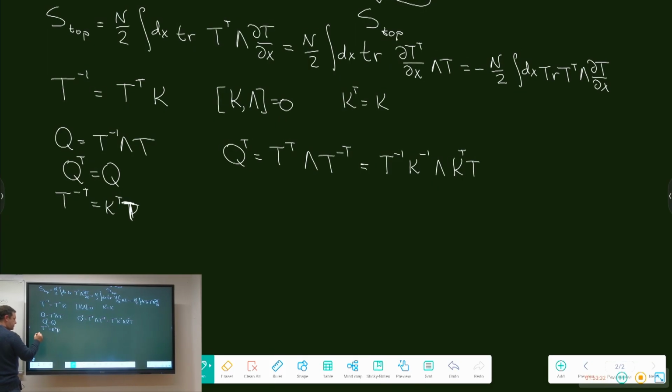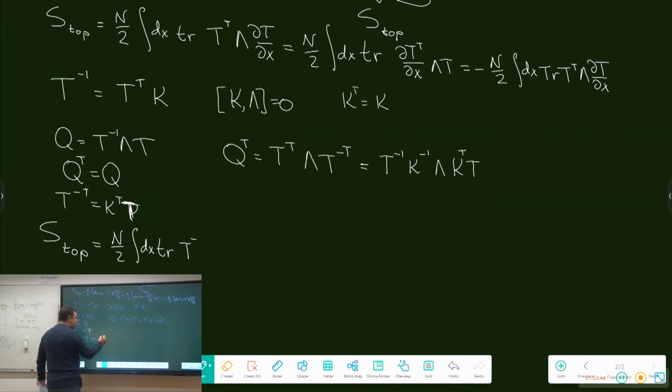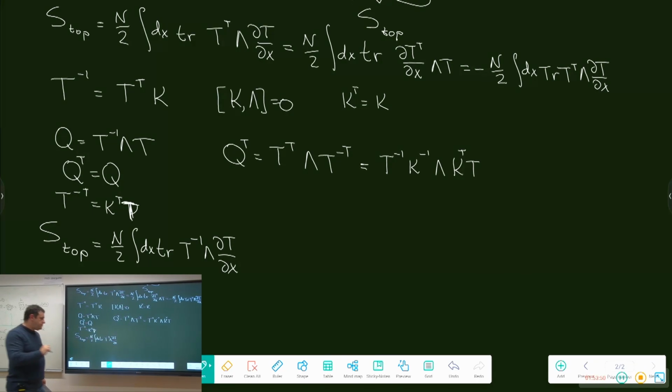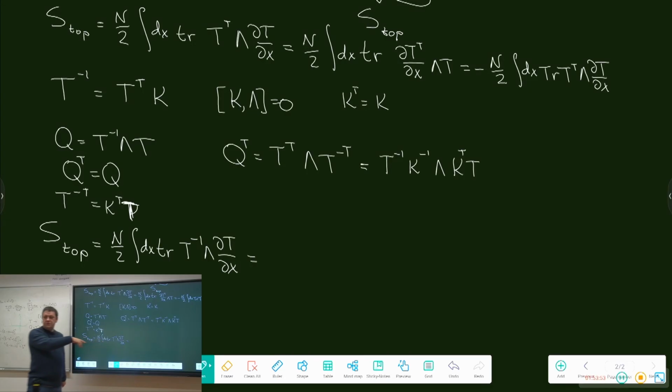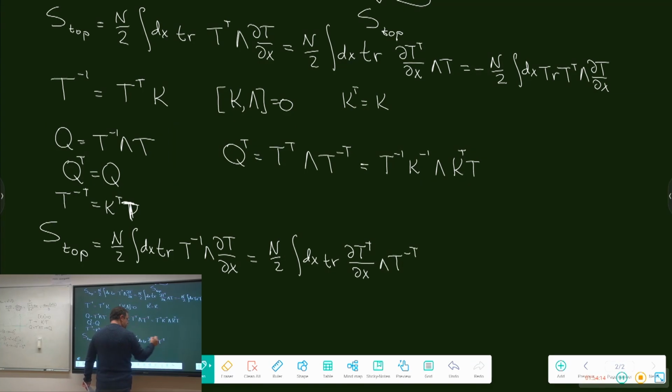This topological action equals n over 2 integral trace, now T inverse lambda dT by dx. Inverse and transpose is not the same. Then we do transposition here, because trace doesn't change under transposition, and have integral dx trace dT transpose by dx lambda T inverse transpose.